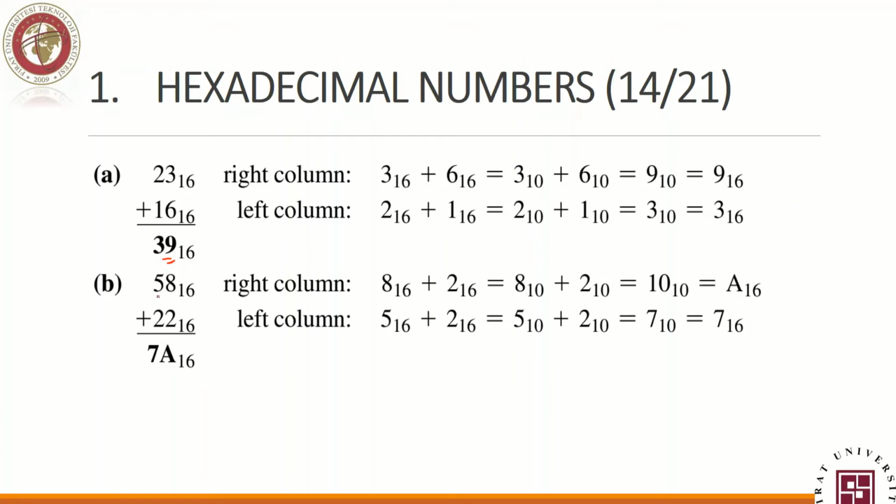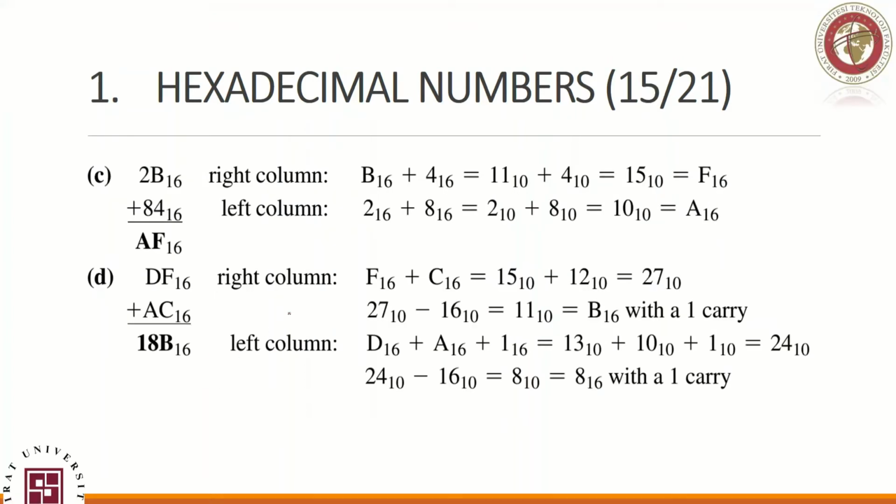Take another example now. 8 plus 2, that's less than or equal to F, less than or equal to 15. So what we need here is 10. We don't call it 10 in decimal because we are summing up in hexadecimal. So what we do is we say in hexadecimal it is A. 10 in decimal is A in hexadecimal. All right, 5 plus 2 is actually 7 in both hexadecimal and decimal.